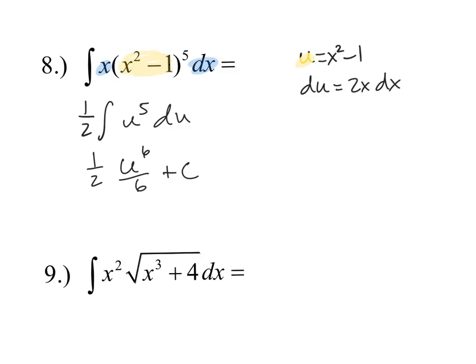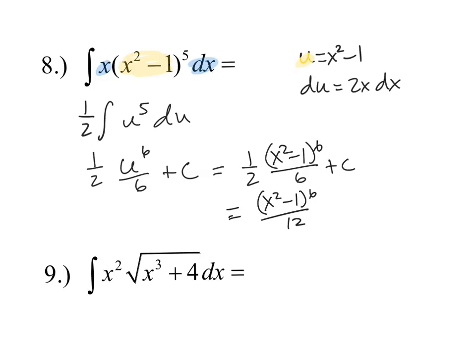So then we just have one thing left to do, and that is we need to back substitute. We're going to go back and replace u with what we said it was equal to. It was equal to x squared minus 1. So our final answer will be 1/2 x squared minus 1, all raised to the 6th power over 6 plus c. And then I guess that's not our final answer, because of course we could simplify that a little bit and rewrite it as x squared minus 1 to the 6th all over 12 plus c. That can be our final answer.